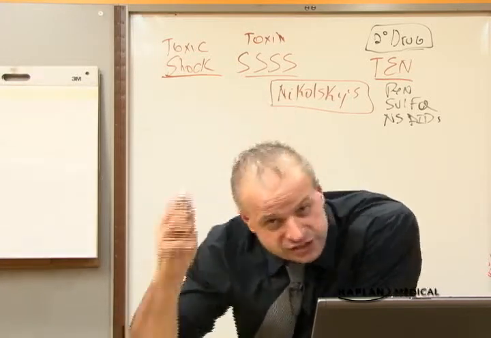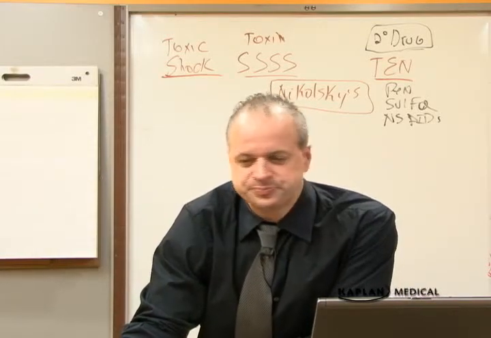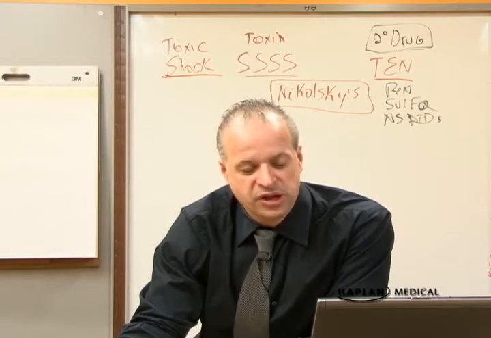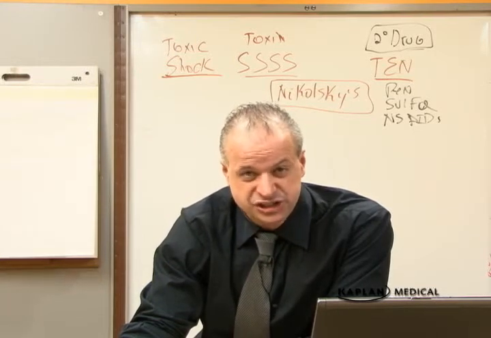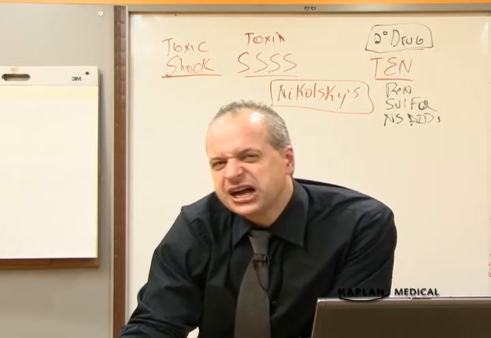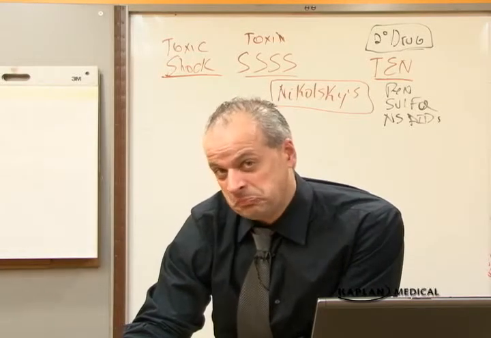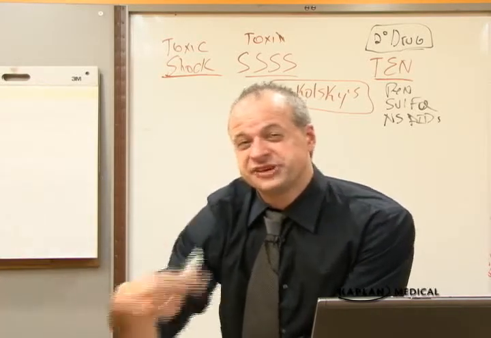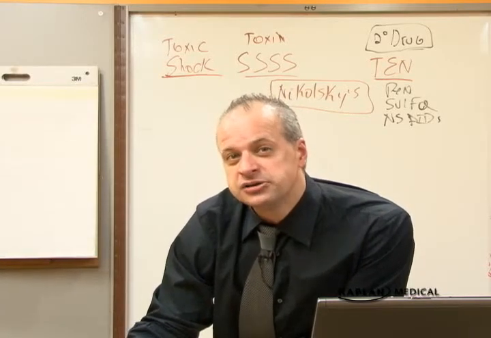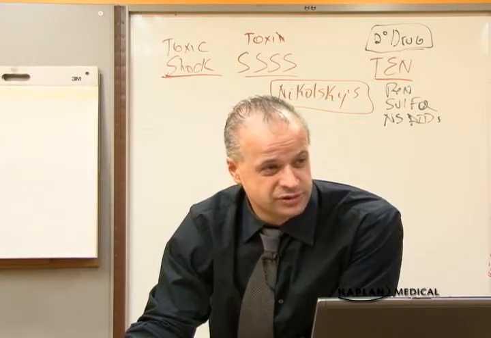All three of these things cause skin rashes, sloughing. One and two are from staphylococcal toxin, and one is from a drug toxin. How are you going to tell toxic shock syndrome apart from staph scalded skin? They're both from staph. They both cause a sloughing of skin. What will toxic shock syndrome have that staph scalded skin won't?